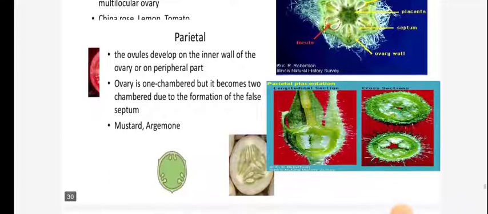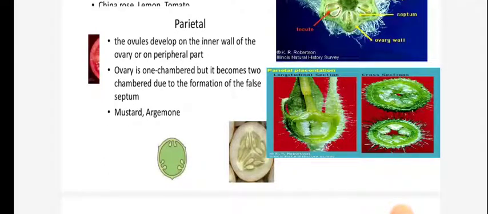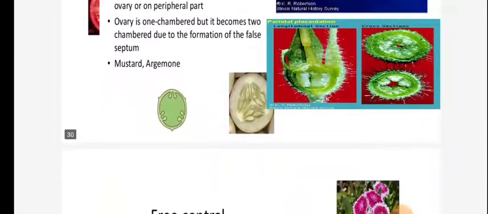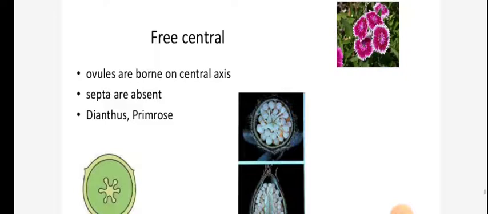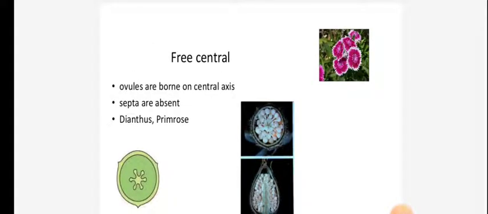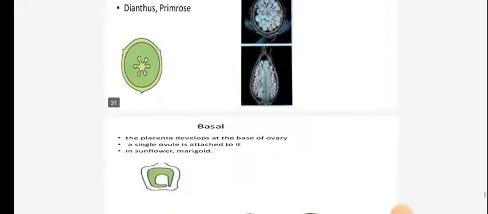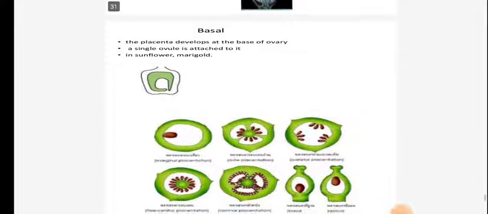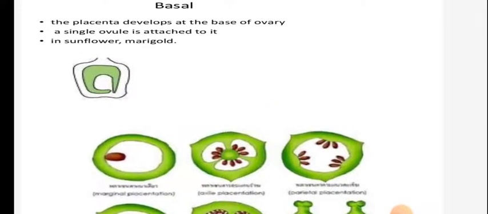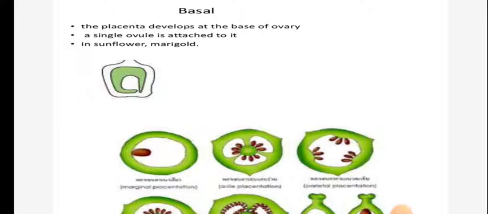Parietal, a good example is our cucumber, kakdi, right? So here the many placentae are at the margin, but more than one. You see the diagrammatic and you see the photograph. So this is the third type, parietal. Then free central. The example, there is no partition, but the center is free, so it is called free central. Good examples, Dianthus or Primrose flowers are there. And lastly, there is basal. Basal means the placenta is at the base. So here you are observing only one placenta.